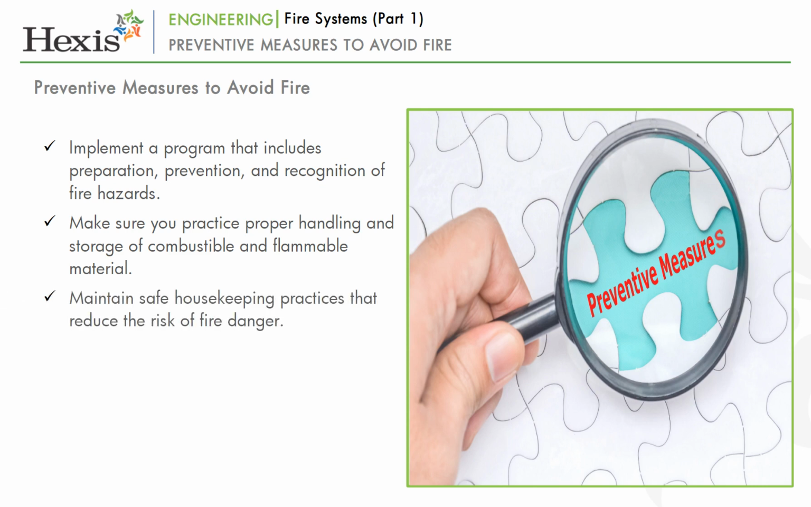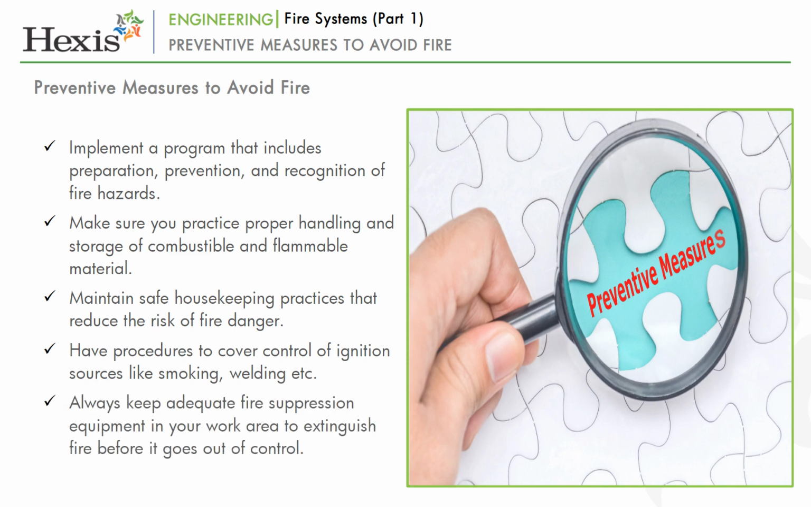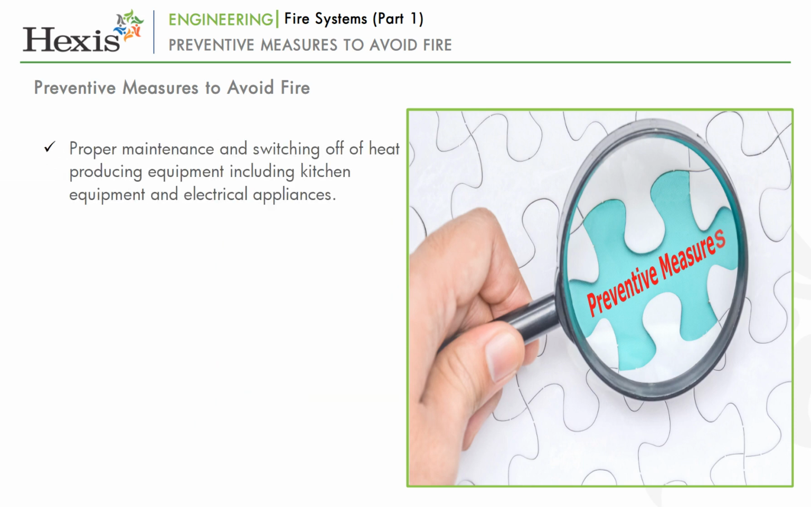Make sure you practice proper handling and storage of combustible and flammable material. Maintain safe housekeeping practices that reduce the risk of fire danger. Have procedures to cover control of ignition sources like smoking, welding, etc. Always keep adequate fire suppression equipment in your work area to extinguish fire before it goes out of control. Proper maintenance and switching off of heat-producing equipment, including kitchen equipment and electrical appliances.